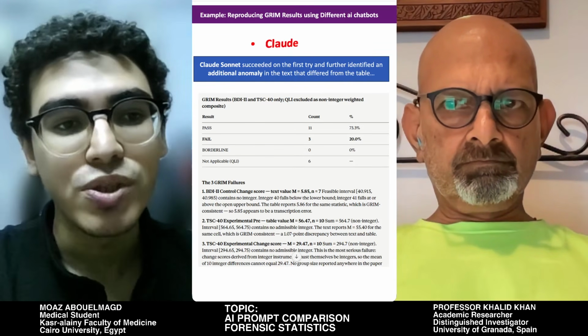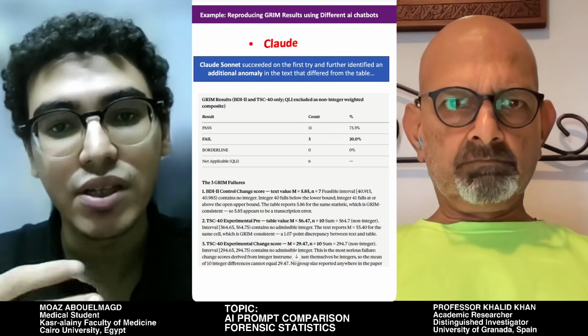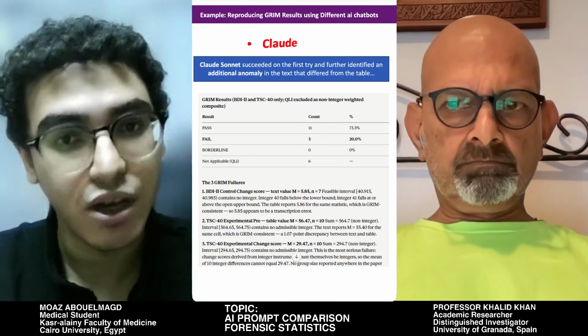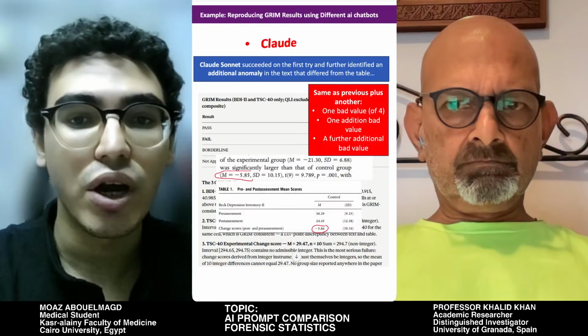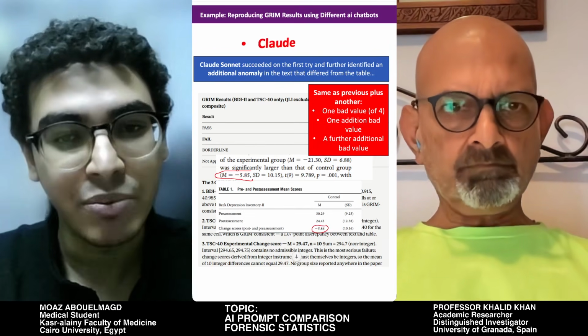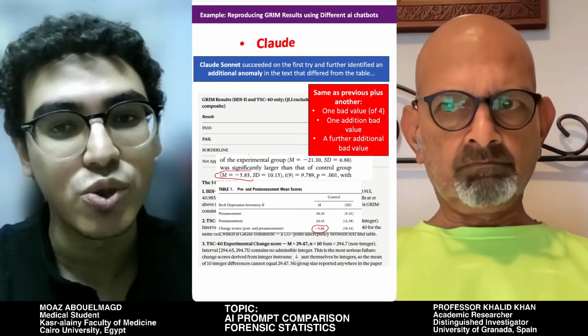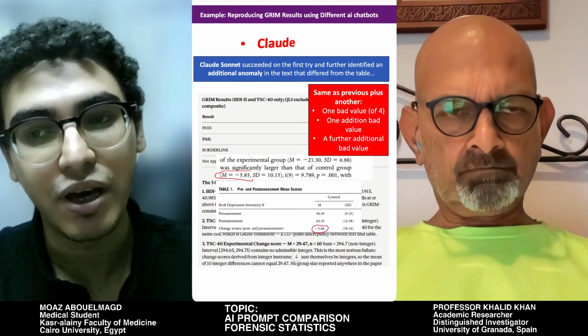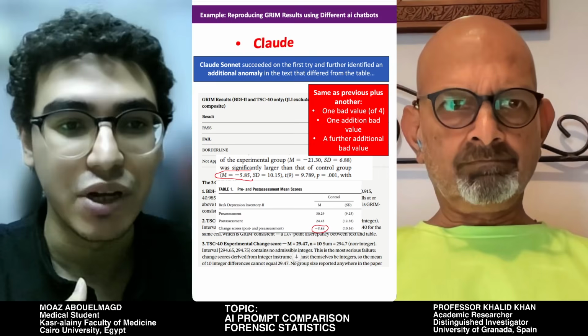Next, we tried to use a more advanced model. We used the Claude Sonnet model. It's a more advanced model than the Haiku model. And we tried to replicate these findings. We found three bad values: one reported by Matt, and two additional bad values, one reported by Claude Haiku and the one reported by Gemini.